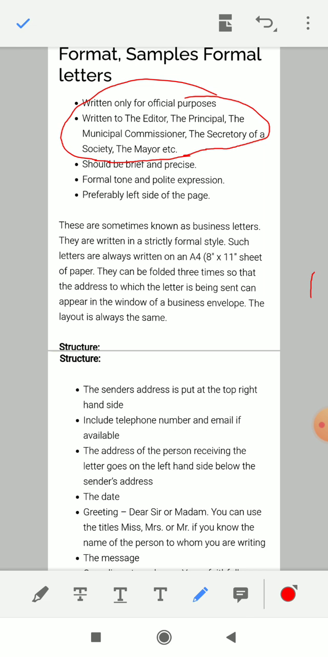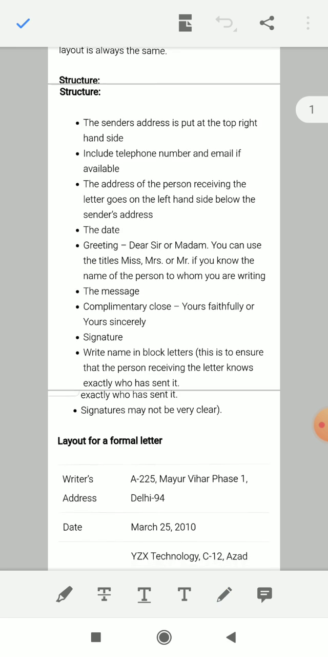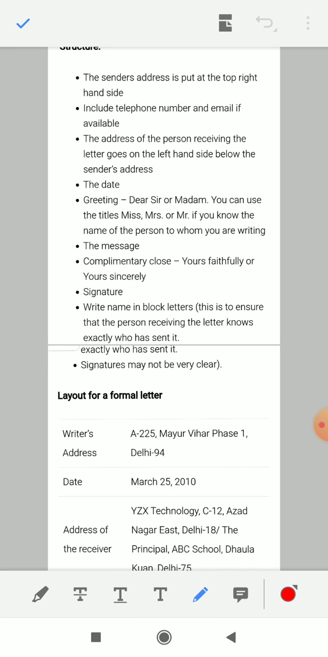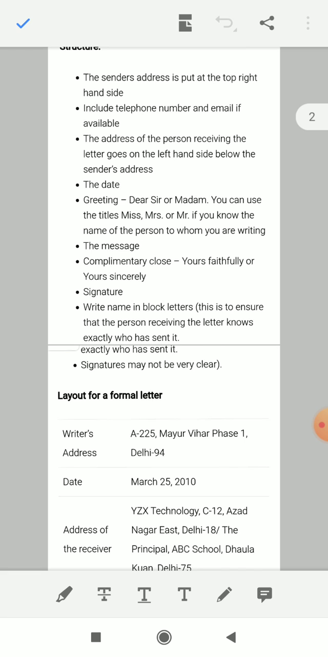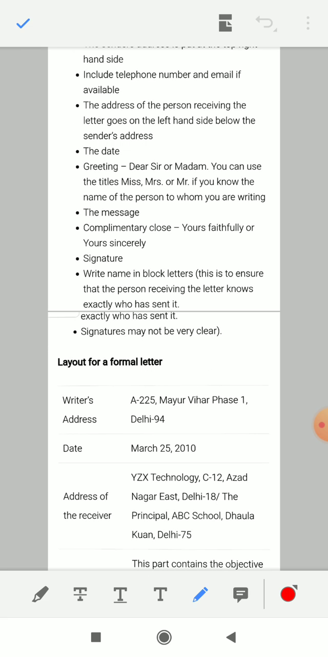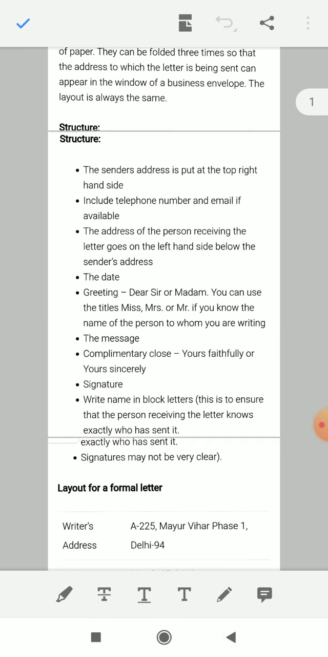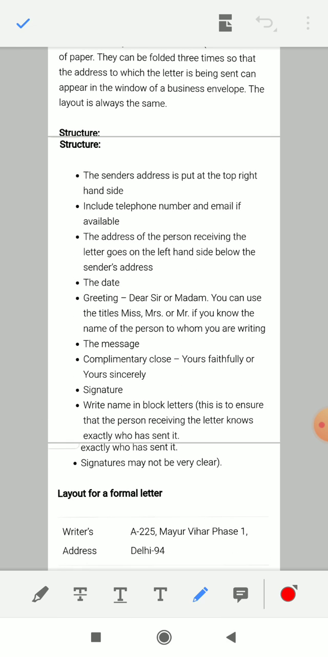Now see the structure of the letter. The first one is the sender's address, put at the top. Sender's address means whosoever is writing the letter, his or her address should be written towards your left hand side at the top, within 2-3 lines. Then, if you want to include your telephone number or email id, you have to write that also.